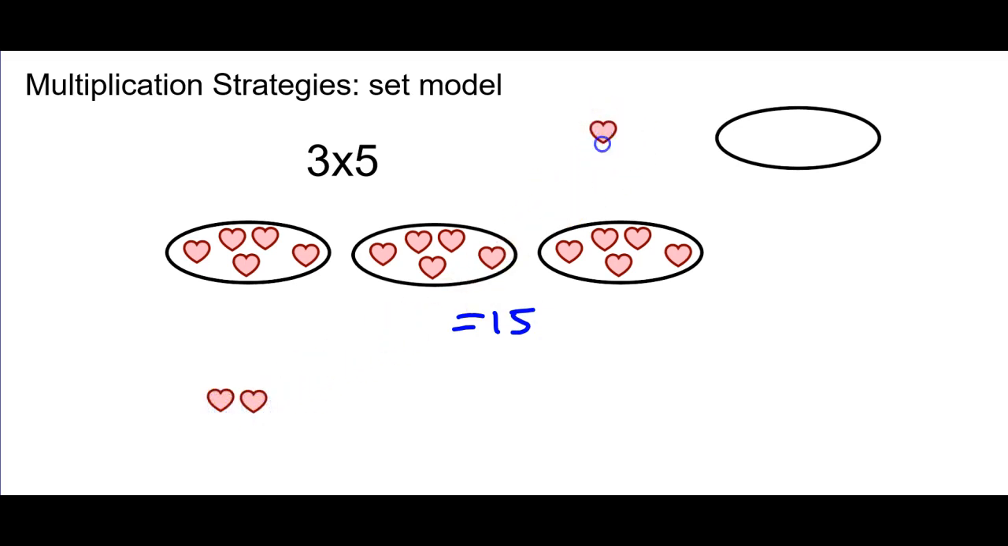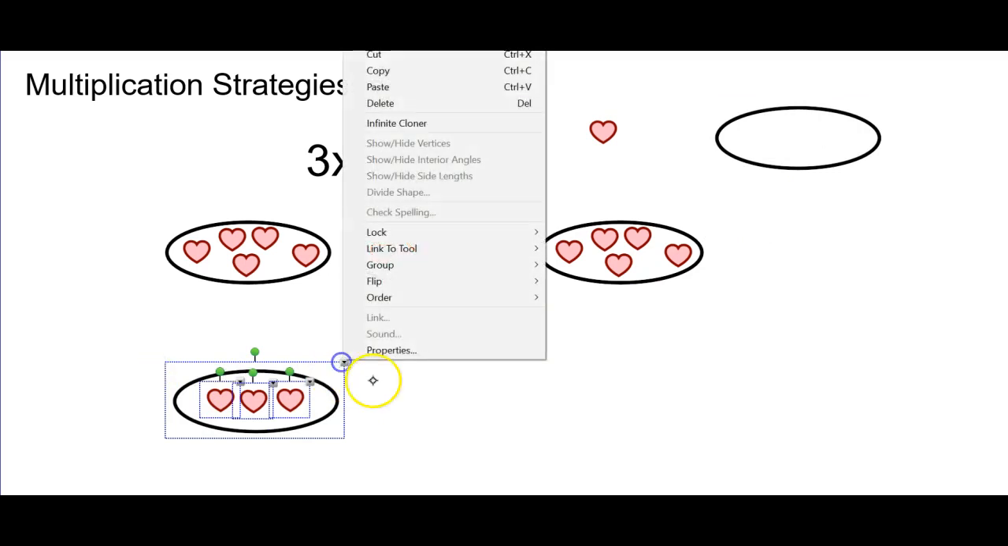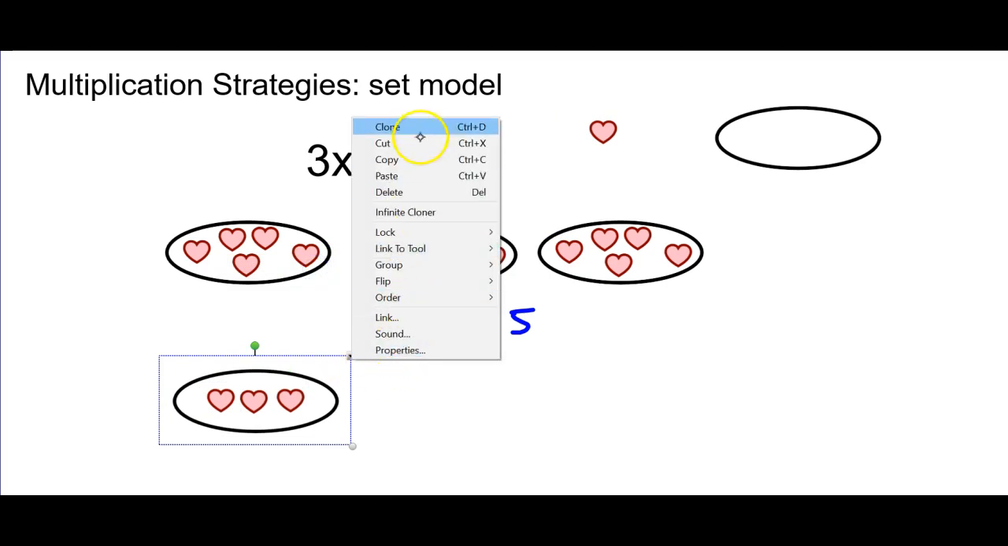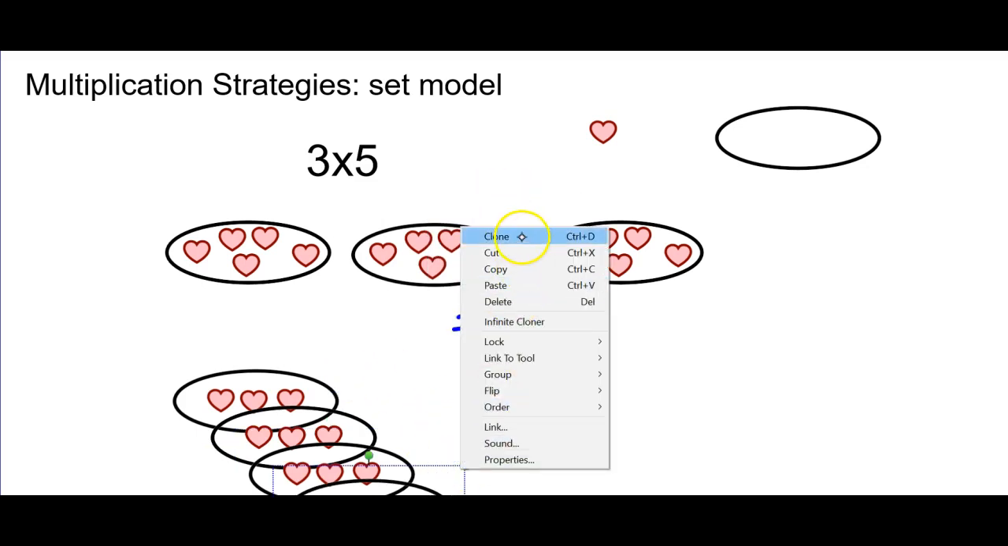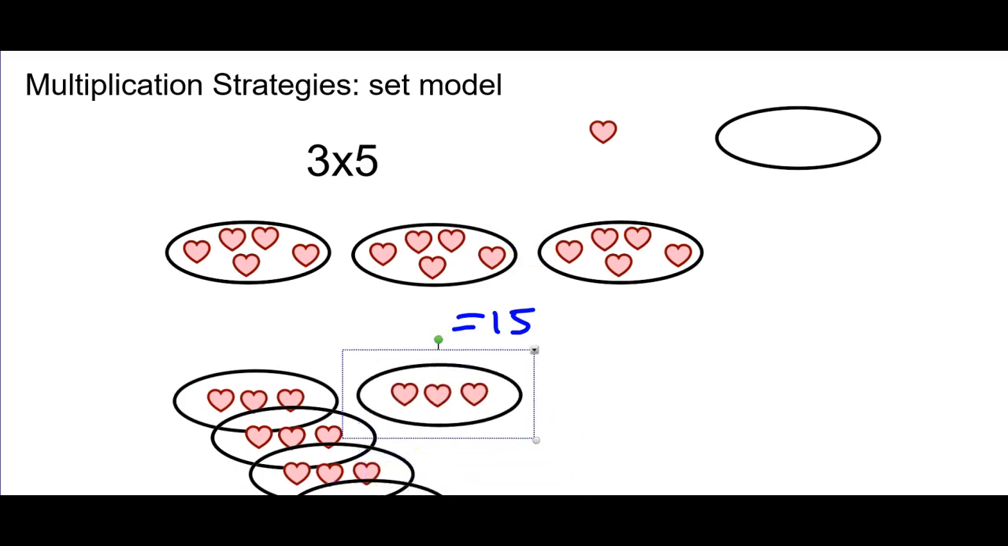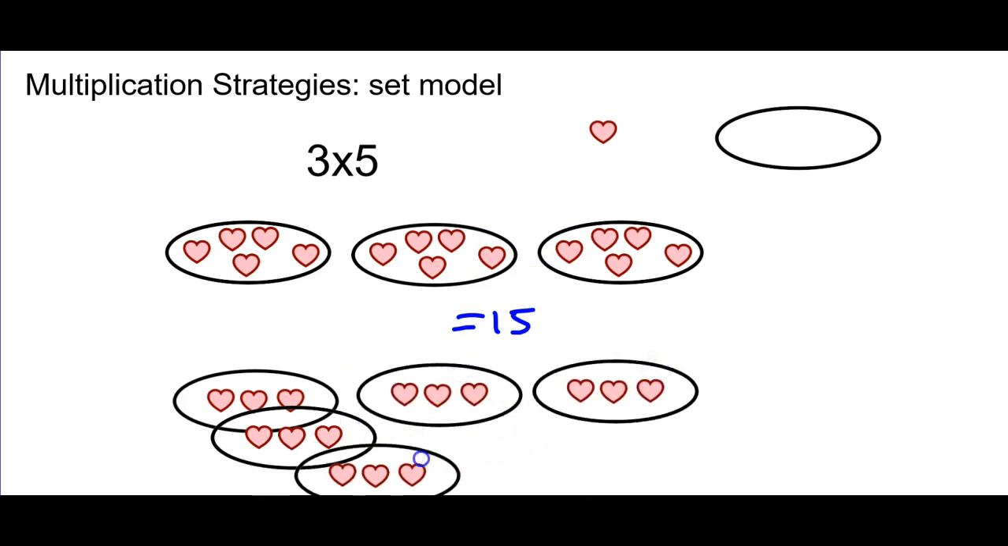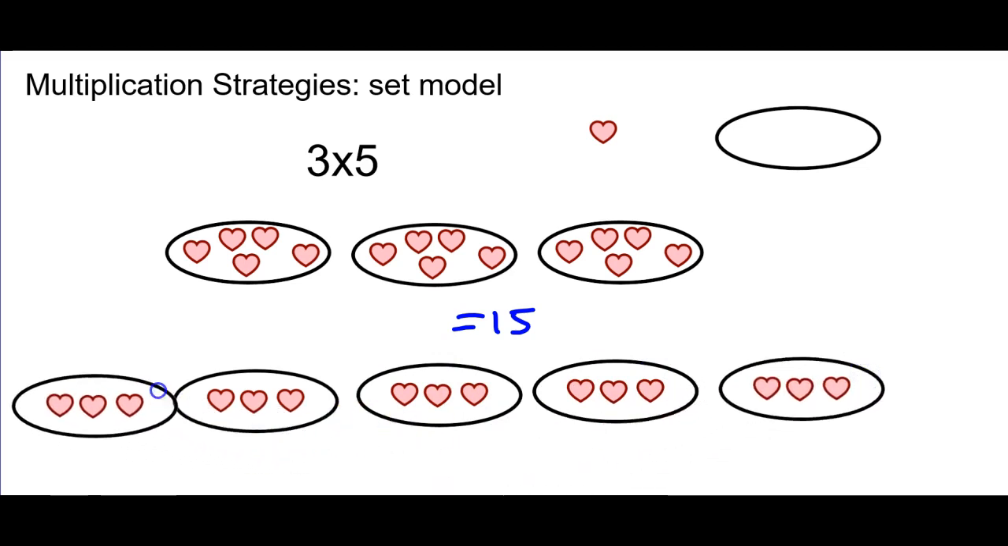So 3 times 5 is the same thing as 5 times 3. So you could do the same thing to show it just by rearranging it. And then we'll group this and clone it over 5 times. So the bottom one here shows 5 times 3, or 5 groups of 3, and then the top one shows 3 groups of 5.